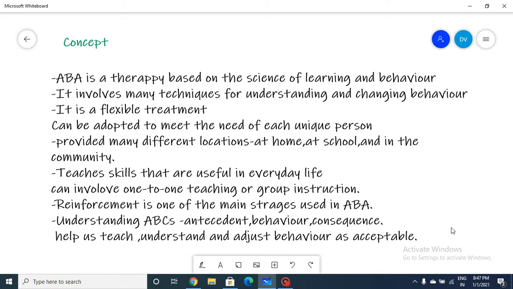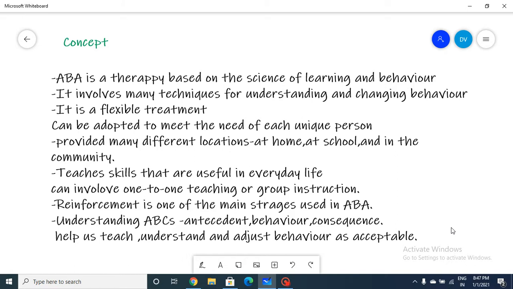It teaches skills that are useful in everyday life and can involve one-to-one teaching or group instruction. Here, one-to-one teaching means one person teaching and another one learning. So, everyday life: all the activities we do in our everyday life, from brushing, greetings, social smile, dressing, toilet training, wishing someone, being empathetic towards someone when they are sorrowful.